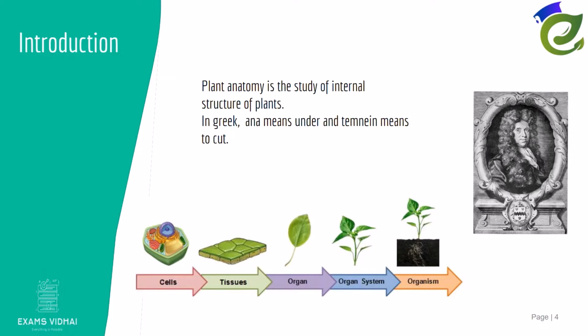Atoms are organized into molecules. Molecules are organized into organelles. Then organelles are organized into cells. Then cells form tissues. Tissues form organs, and then organs form organ systems. And then finally, organ system forms an organism. Nehemiah Grew, an English physician, is known as the father of plant anatomy.